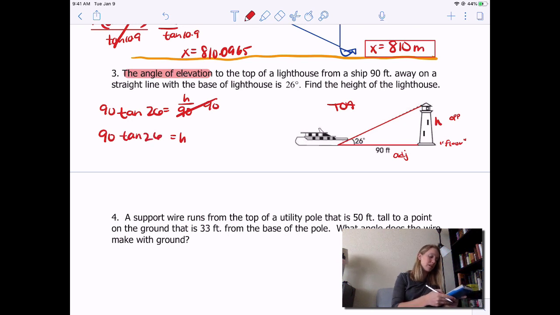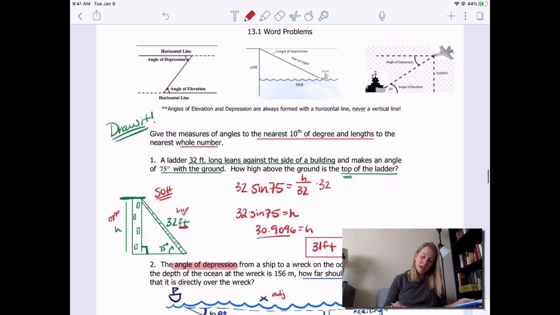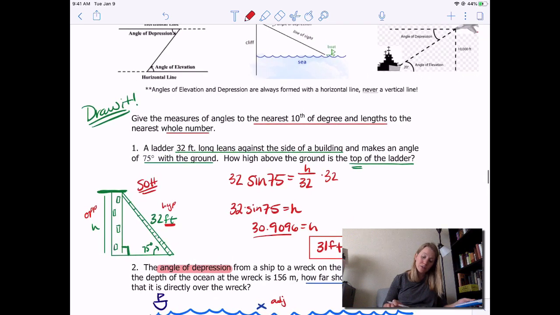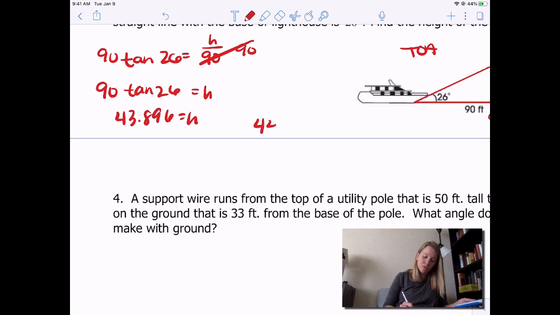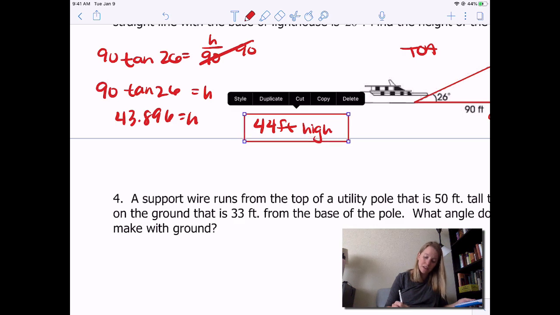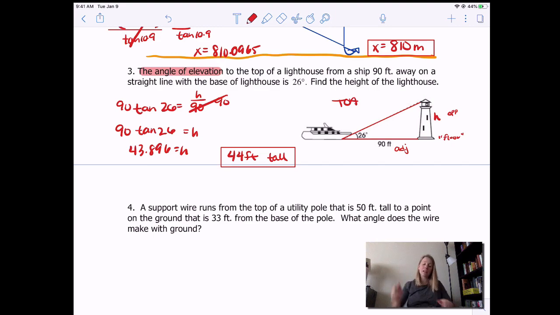So I do 90 times tangent of 26, and I get 43.896 is equal to the height. Okay. Going back again to our directions, how high are we to the nearest whole number? I have 44 feet high. Or I guess I could say 44 feet tall. That is the height of that lighthouse.